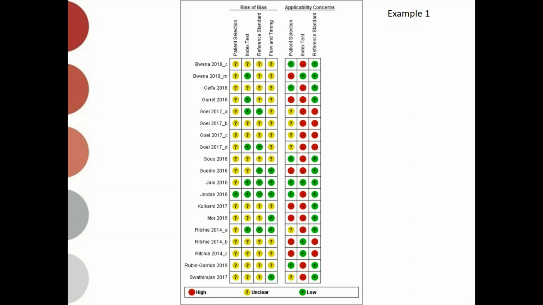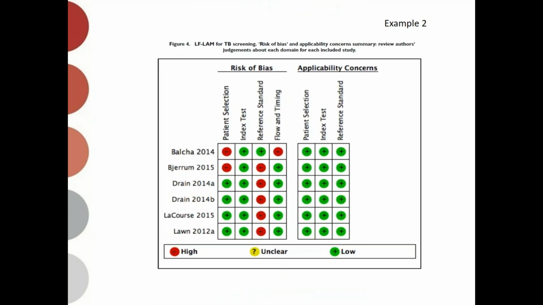Another example is a TB review that was presented. It was clearly reported, and you could see that there's no unclear reporting. So the judgment was either low or high because of good reporting. This is what you ideally want, because unclear judgments also lead to unclear recommendations, and that's what we try to avoid.